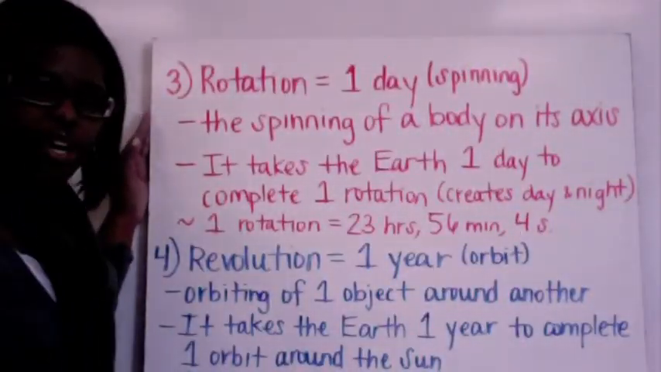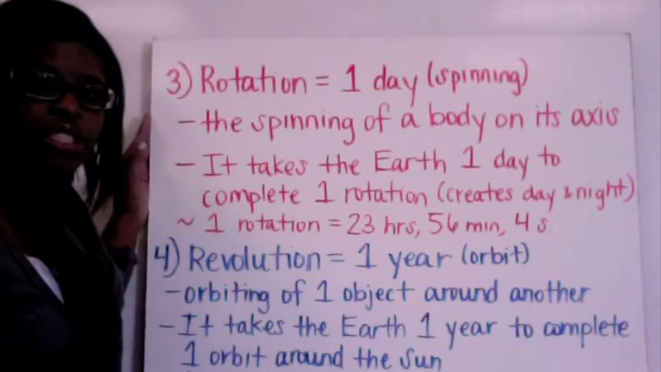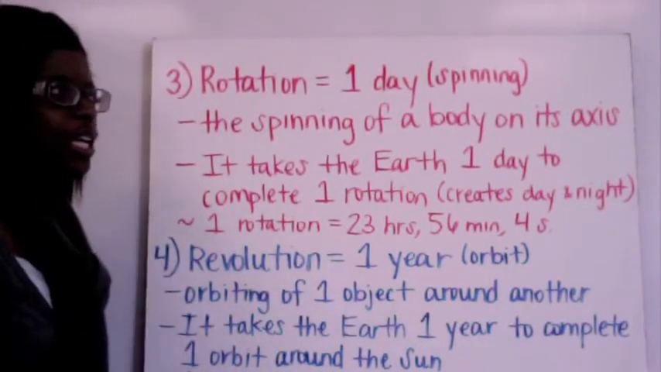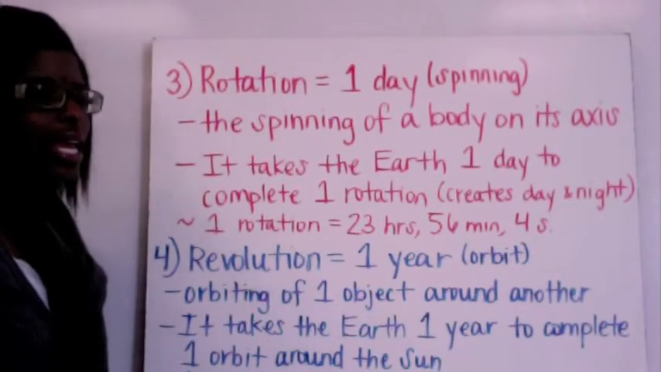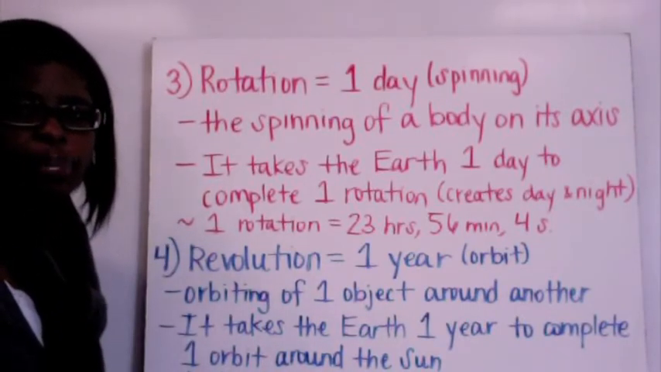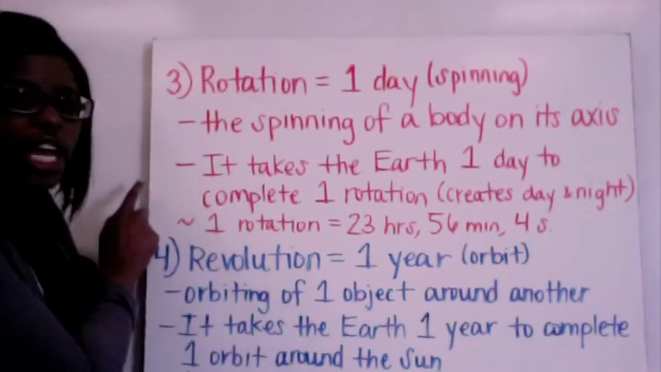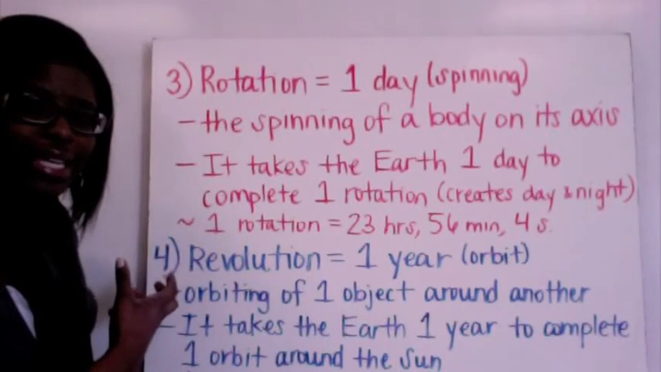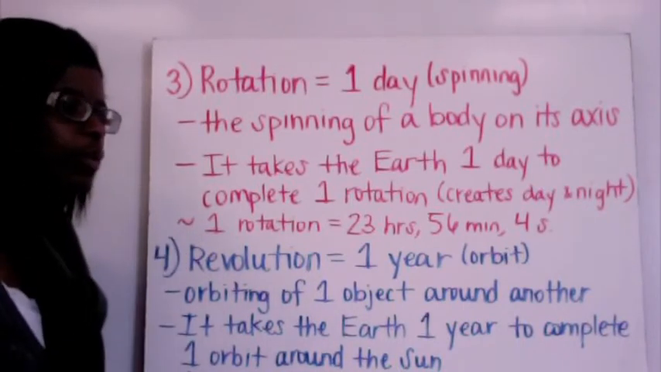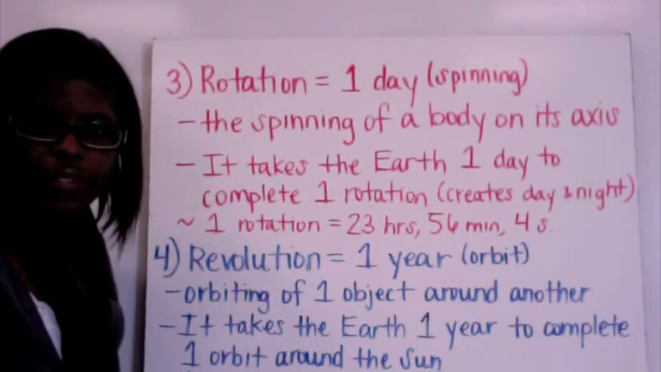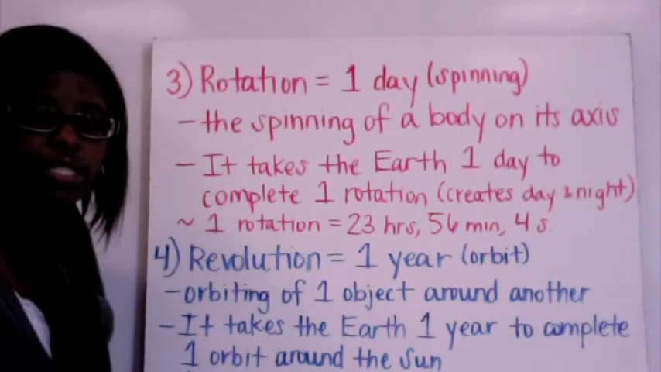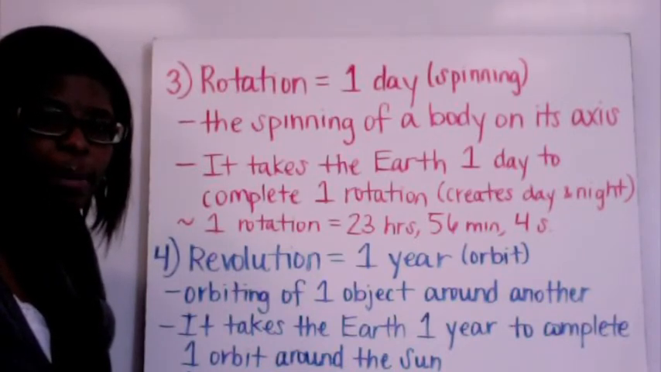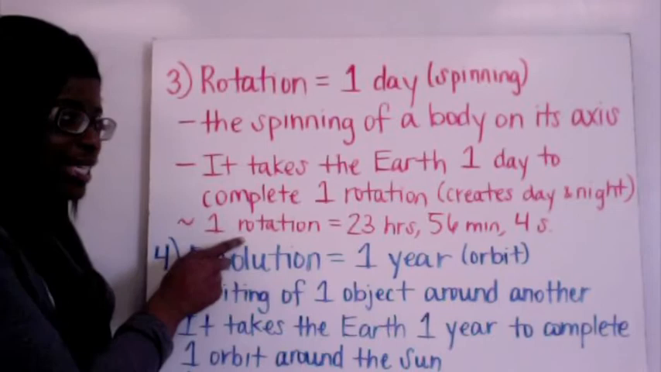So then we have our third motion of Earth, which is rotation. A rotation equals 1 day, or it means spinning. So the rotation is the spinning of a body on its axis. It takes the Earth 1 day to complete one rotation. This is what actually creates day and night on the Earth. And remember, one rotation equals, to be precise, 23 hours, 56 minutes, and 4 seconds. So it's actually our clocks that allow us to make it a 24-hour time period. It's really this exact time here.